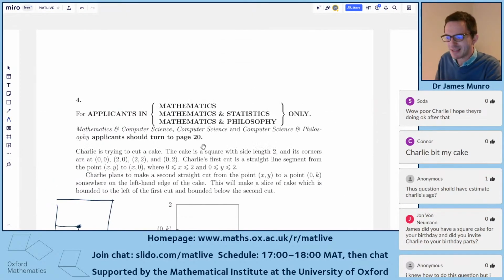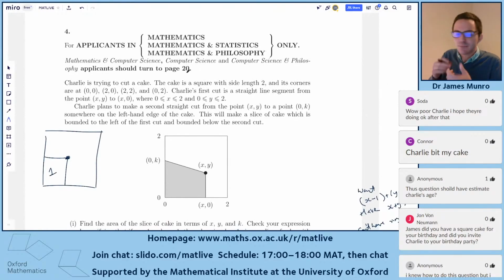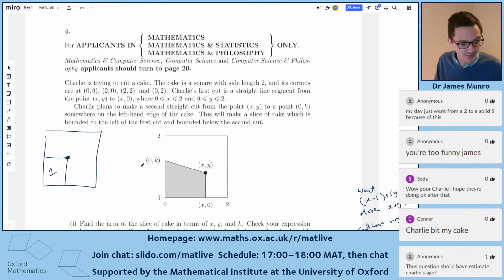Cool. A gimmick is like a small jokey thing, or a small, not a serious thing, like a silly thing. So here the silly thing is Charlie's trying to cut the cake but bad at cutting cake. It's not maths, but it's the kind of silly thing that's going on in this question.